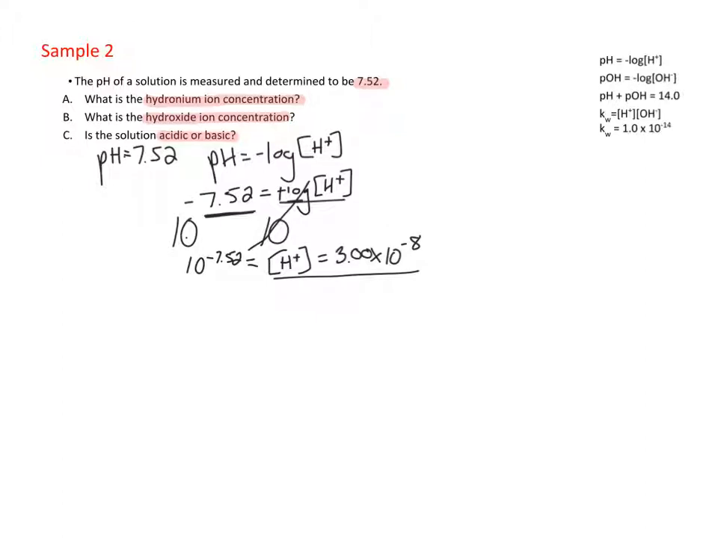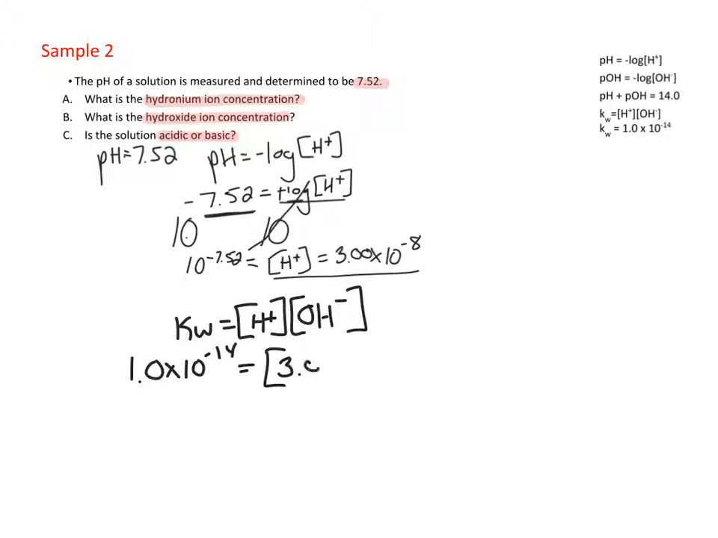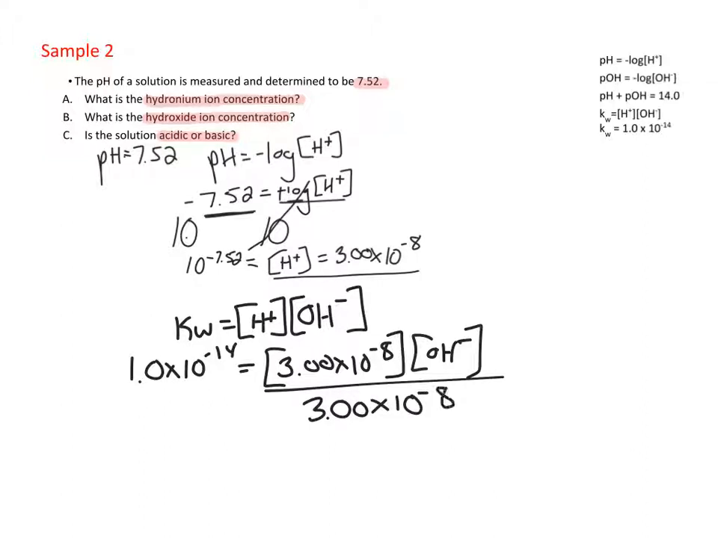Okay, so I just resized everything, and I'm going to use the Kw formula to solve the second part. So Kw equals concentration of H times concentration of OH. Kw is always 1.0 times 10 to the minus 14. Concentration of H we know is 3.00 times 10 to the minus 8, and concentration of hydroxide is what I'm looking for. So I divide both sides by 3.00 times 10 to the negative 8th, cancels off. Same thing on this side.